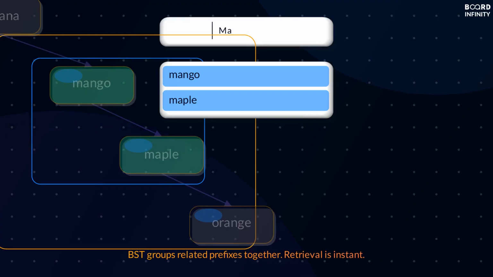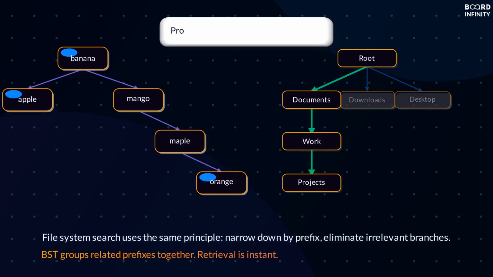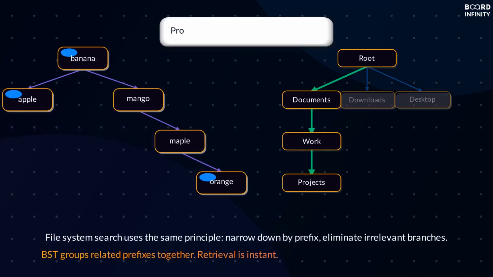Binary search trees organize data so that related items are neighbors, enabling fast filtered retrieval, not just exact matches. Many systems use similar principles for organizing and searching data. For example, when searching your file system for a folder like projects under work, the search path is narrowed down by prefix. Starting from the root, it navigates through documents and work to find projects, effectively eliminating irrelevant branches like downloads and desktop.